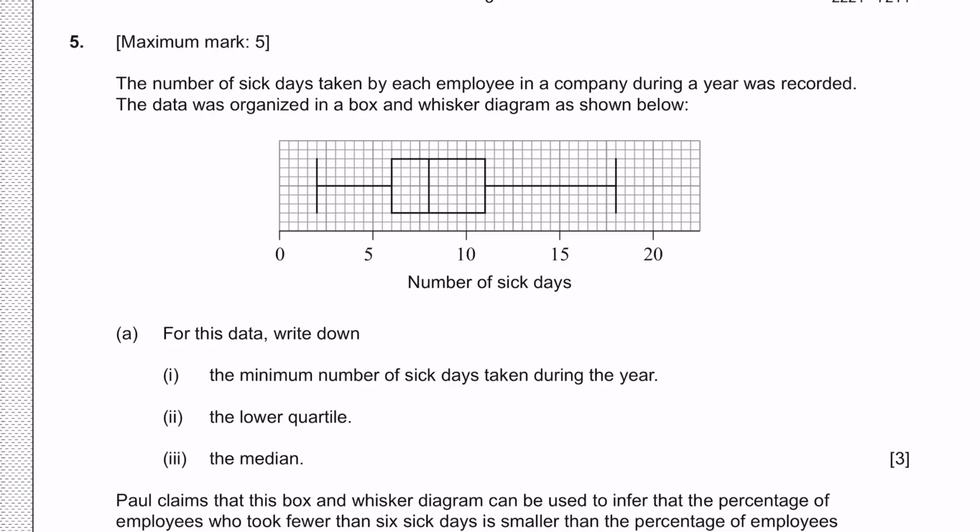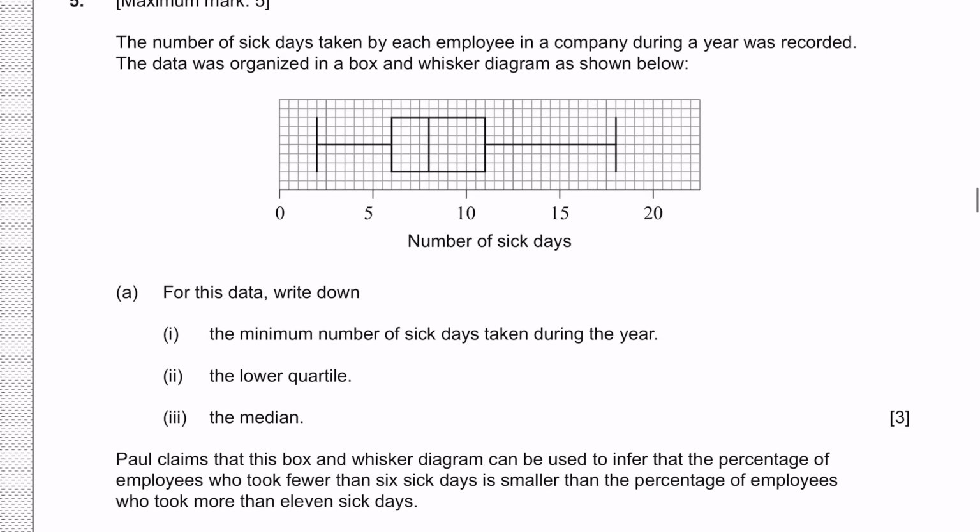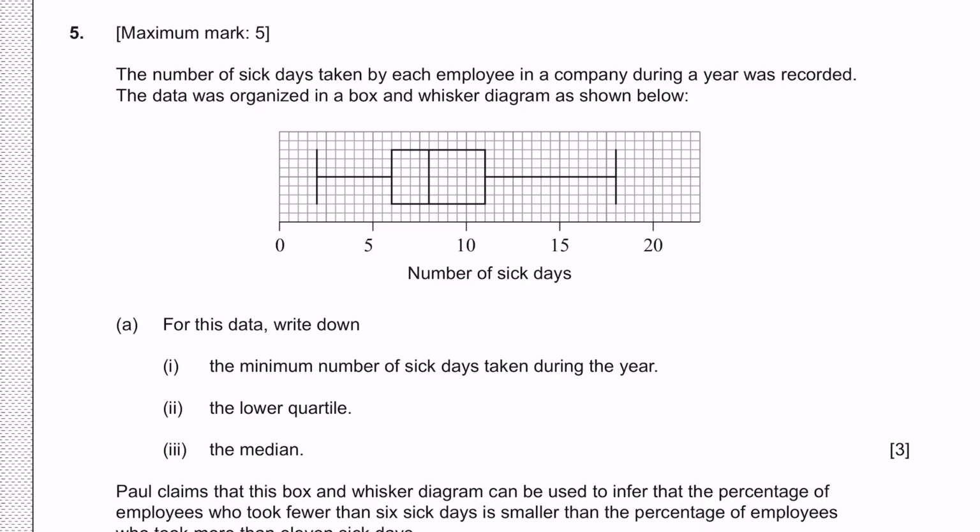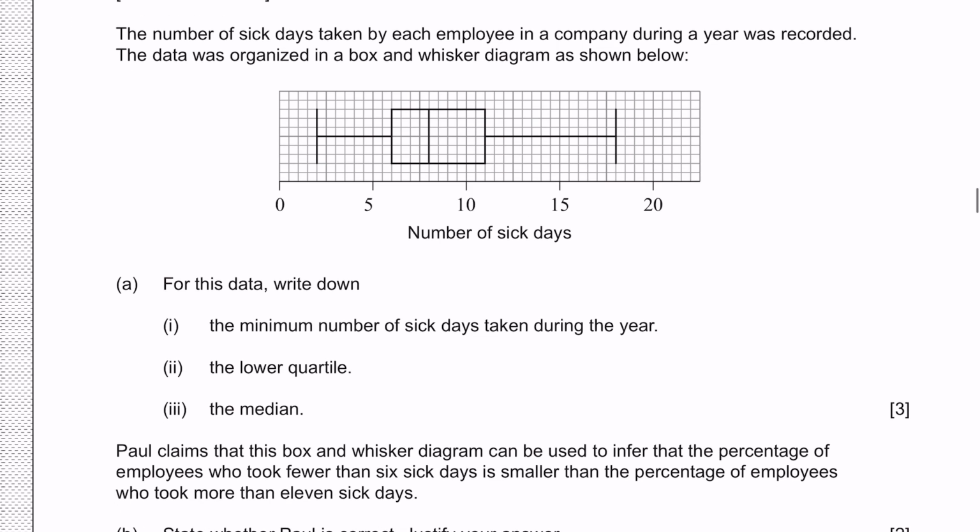The number of sick days taken by each employee in a company during a year was recorded. The data was organized in a box and whisker diagram as shown below. So here's the number of sick days, taken by each employee during the year. There's one employee who looks like they took potentially 16, 17, 18 sick days. And there's an employee who had taken only 2 sick days, and so on.